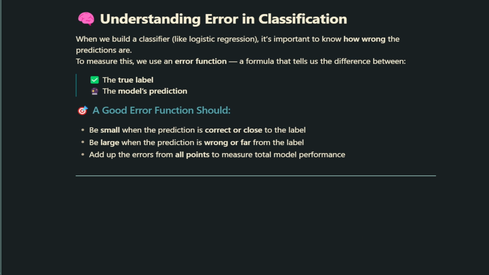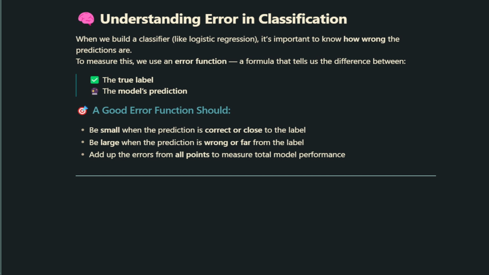Whenever we build a classifier like logistic regression, it's important to check how wrong our predictions are. For this, we use something called an error function. Think of it like a formula that compares two things, the actual or true label and the prediction made by our model. A good error function works very simply. If the prediction is correct or close to the actual label, the error should be small. If the prediction is wrong or far away, the error should be large. And finally, we add up all these errors from every data point to understand the overall performance of the model. So in short, error functions help us measure how good or bad our classifier really is.